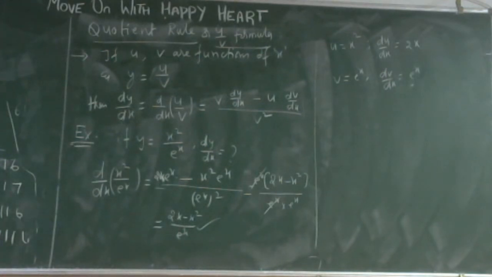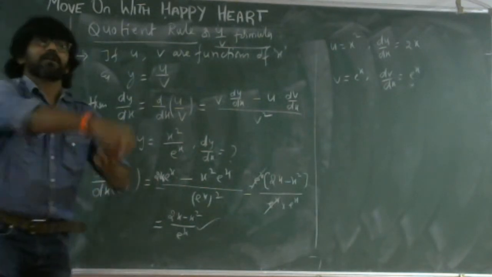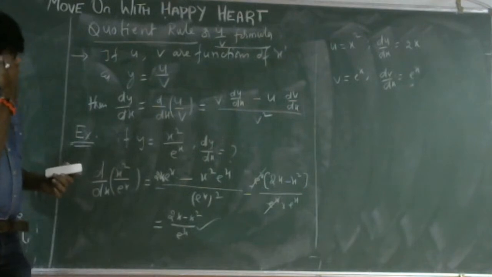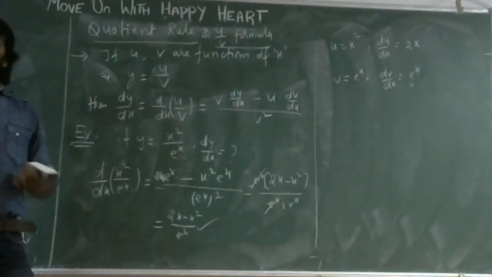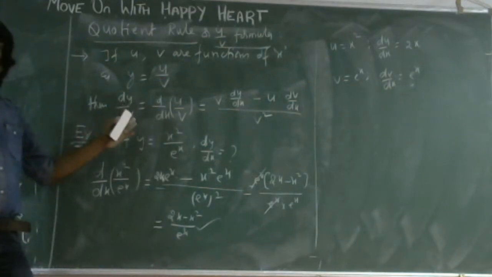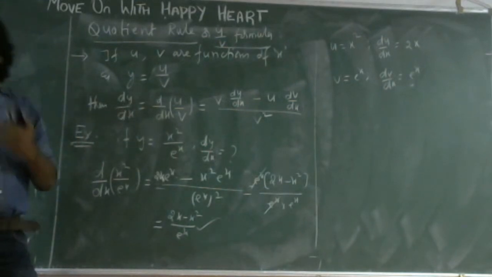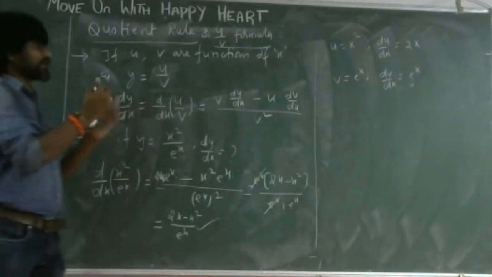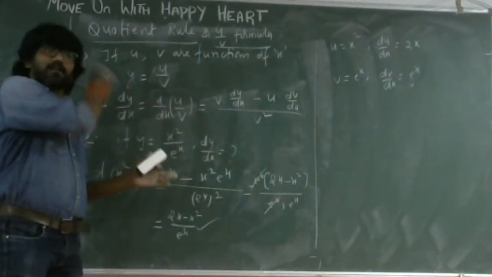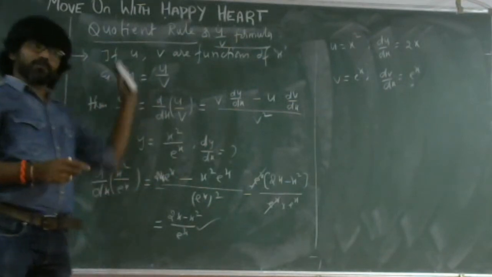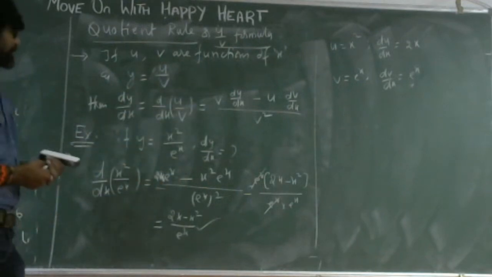Finished? Can I give one more example? We'll do it based on the chain rule. We'll discuss the chain rule first. Then the UV formula and the U by V formula can also be done by using the chain rule. So first we'll discuss the chain rule, then in terms of the chain rule we'll do both the UV and U by V formulas.